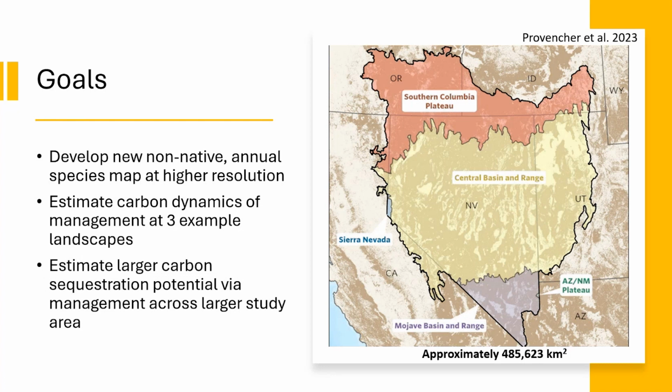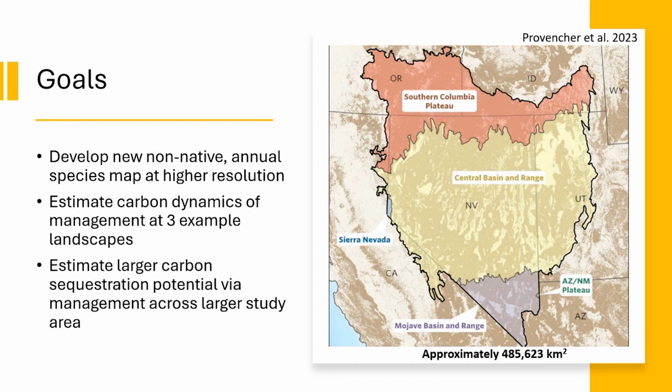The next thing that we wanted to do was estimate carbon dynamics of management. So looking at no management and management scenarios to see how those differ at three different landscapes. And a landscape here is like 400,000 acres, so that we could understand the dynamics there to then do our third one, which is scale up the potential for how much carbon can be restored, how much carbon can be sequestered using management and mostly restoration techniques from converting non-native annual invasive species dominated spots to something that's more in line with other natural resource management objectives.